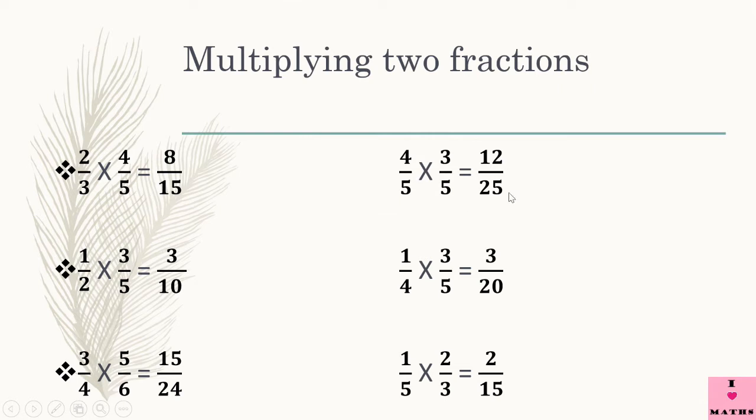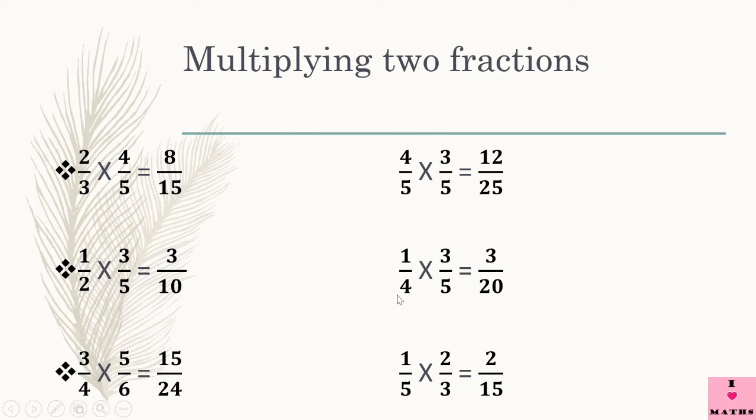Again, 12 upon 25 is the fraction in the lowest form or the simplest form. So this is the product of these two fractions. Next, 1 upon 2 multiplied by 3 upon 5. 3 ones are 3 and 5 twos are 10. 3 upon 10 is the product of these two fractions, and you can see that 3 upon 10 is in the simplest form.